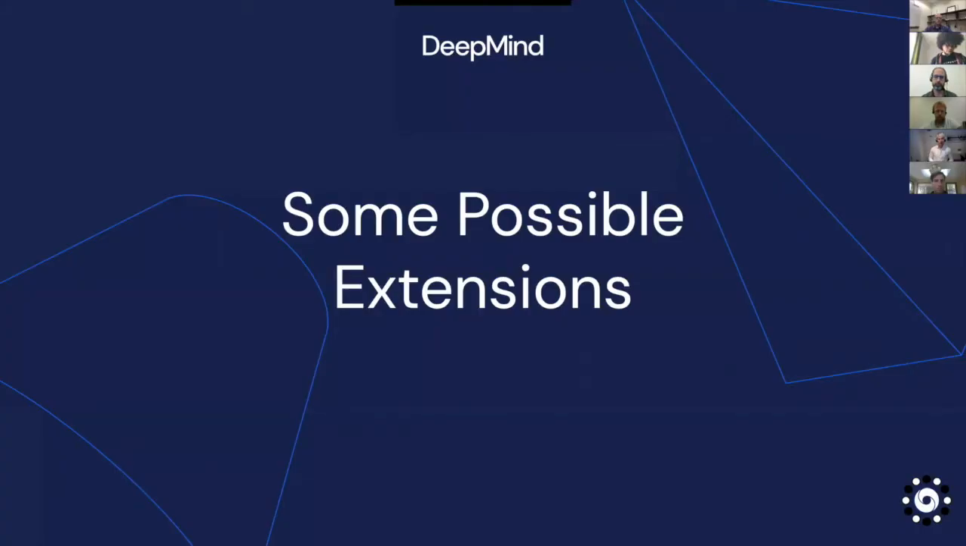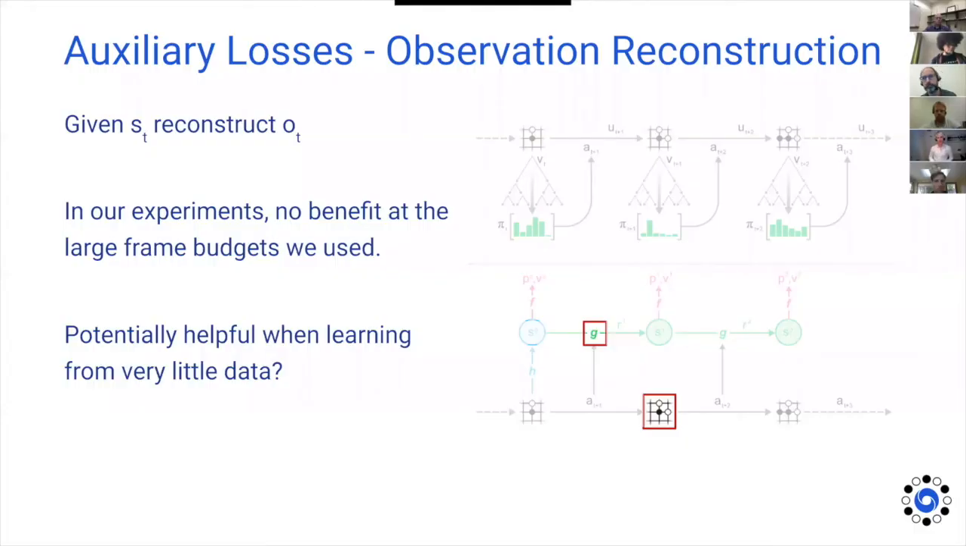Finally, let me cover some possible extensions of the algorithm that people have been thinking about. One, which I think is very classical in the literature, is auxiliary losses. For example, observation reconstruction, which means that given the state in our dynamics function, can we reconstruct the observation of the state that we would really be in? We've tried this in our experiments. We could not get any benefit from this, but this may have been because we were using a very large frame budget at the time. It's possible that at smaller frame budgets, this is more helpful. I think some of the literature suggests this. Especially when we go down to 20 million or 2 million frames, this may be quite useful because the value and reward targets become increasingly sparse.